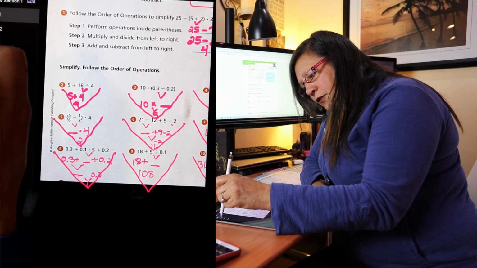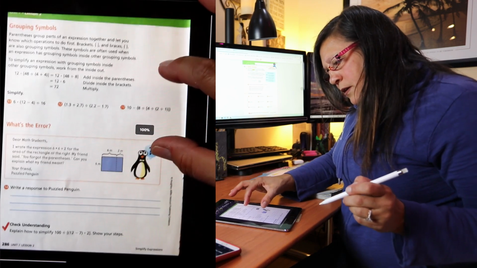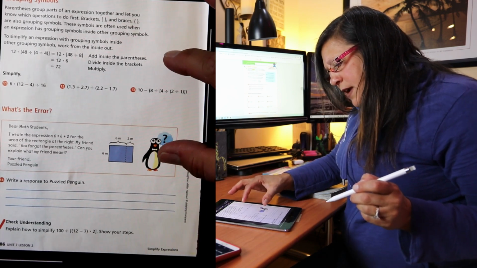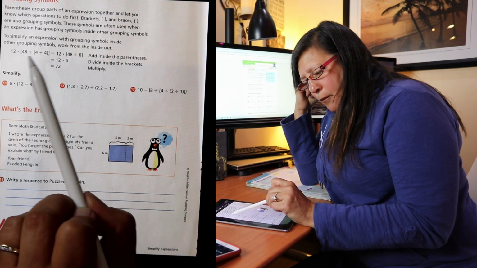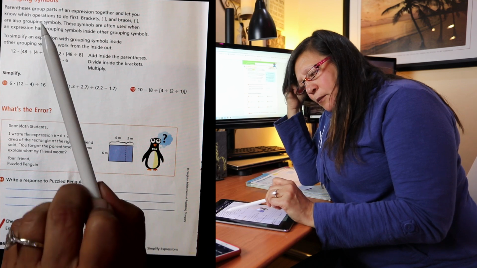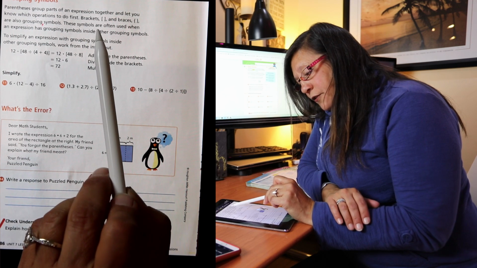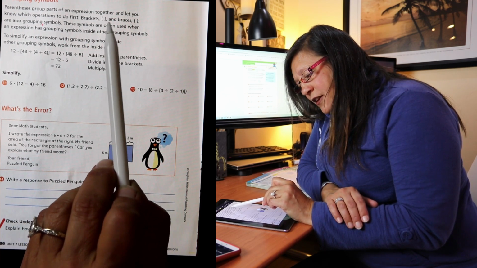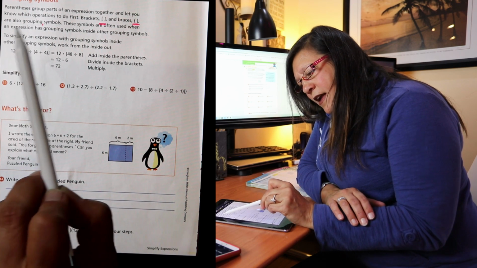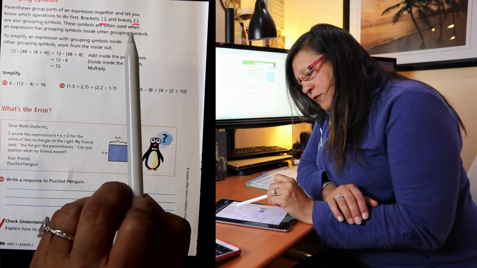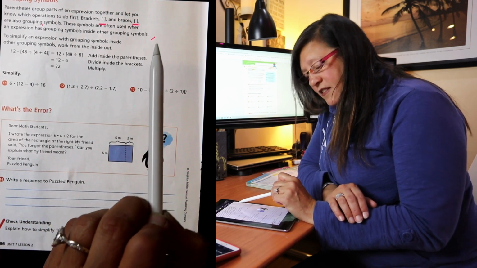Let's go ahead and turn the page to 7-2, page 2. Grouping symbols. Okay, sometimes you have more than just parentheses. Sometimes there will be multiple brackets as well. Parentheses group parts of an expression together and let you know which operation to do first. Brackets, which are these, and braces, which have those little humps in there, are also grouping symbols. These symbols are often used when an expression has grouping symbols inside other grouping symbols.